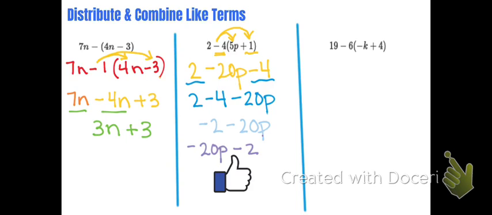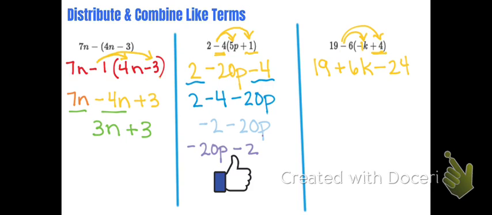Let's try another. I have my 19, but I need to distribute this -6 to everything inside the parentheses. So first, let's distribute -6 times -k, or you can think of that as -1k. -6 times -1 is +6, so this would be +6k. Now, -6 times +4 is -24.